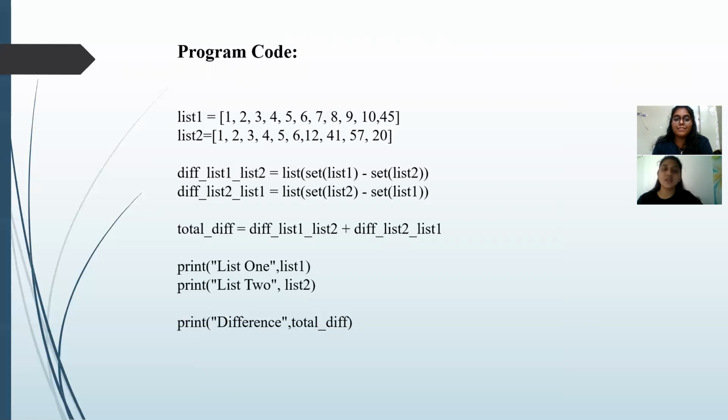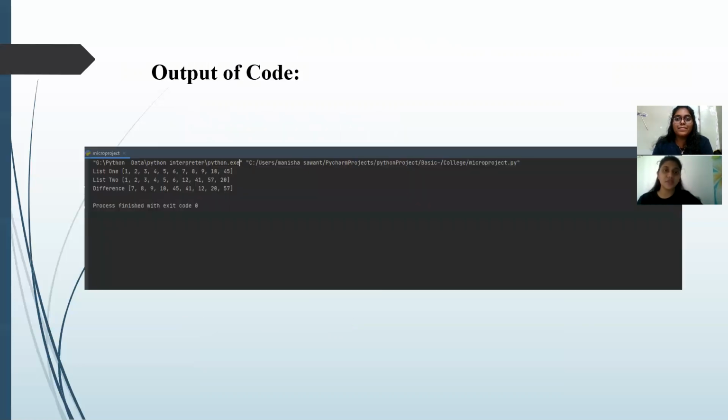So as you have seen the programmatic code, now we'll go to the output part where we have been shown the output. As you can see, first there is list 1, then there is list 2. And now there is the difference between list 1 and list 2. The elements which are not the same between the two lists are being shown in the difference part.